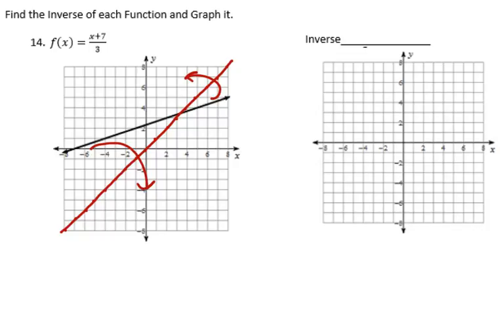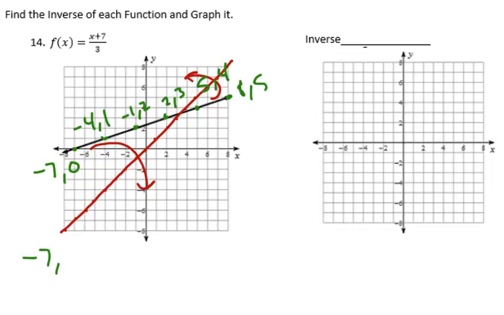So for graphing, I could take this point and this point, this point, here's a bunch of points, and I could list those points, or at least 3 of them. This would be negative 7, 0; negative 4, 1; negative 1, 2; 2, 3; 5, 4; and 8, 5. And then I could just swap them.